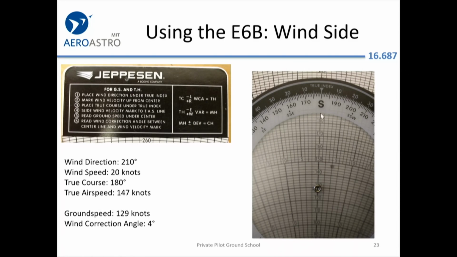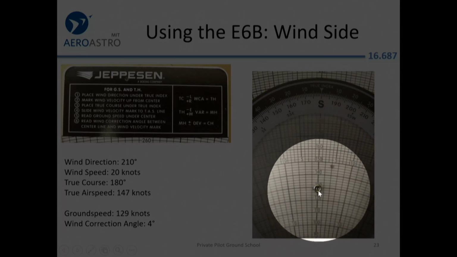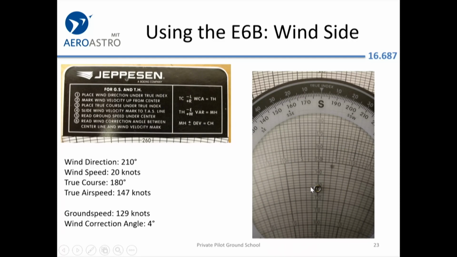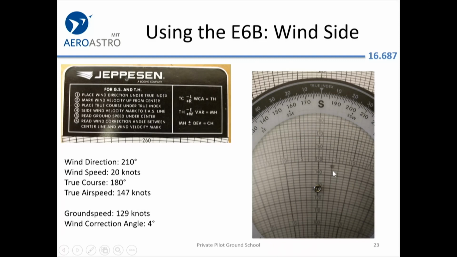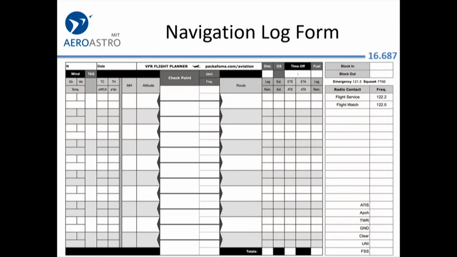will have fallen right there under the little grommet there to 129 knots, and the wind correction angle is going to be 4 degrees. You can read that off of this little scale here. See, it says 5 and 10. Anyway, so we do all that, which is very tedious.